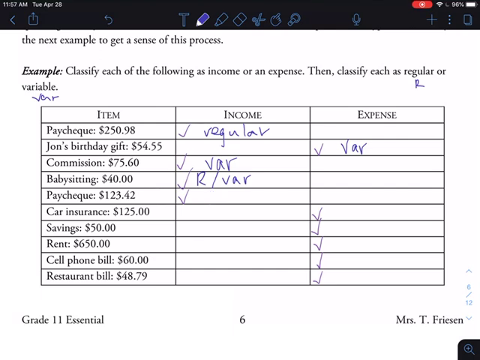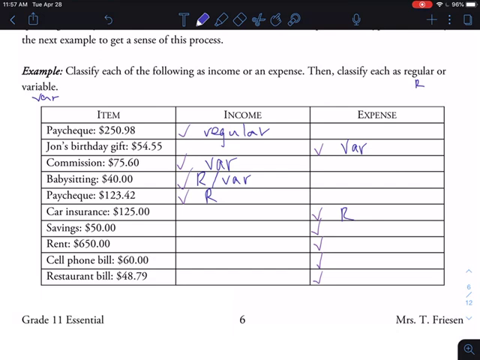That does not look like an R. Regular income. We're hoping that's regular because you're working the same amount every week or 2 weeks or month or whatever. Car insurance, that's definitely regular expense, right? Because then like the car insurance amount is the same every time. Okay.